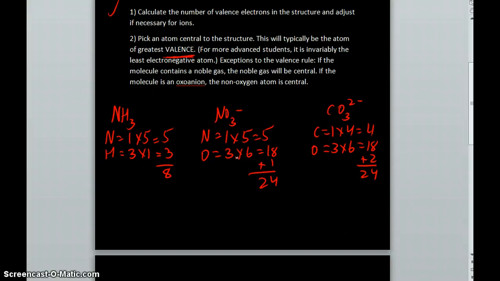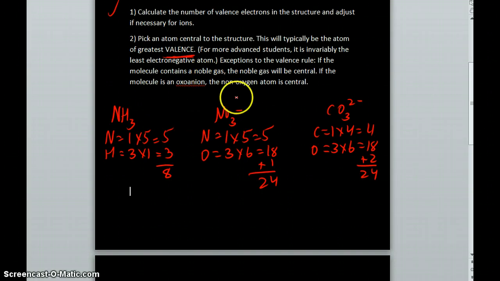The atom that needs to react the most with other atoms should be at the center of all the atoms. Now, for more advanced students, the central atom is invariably the atom of lowest electronegativity, but if you're a first-year student, don't necessarily worry about that. Now, exceptions to the rule, if you're going to use the valence rule, is that if the molecule contains a noble gas, the noble gas will always be the central atom.